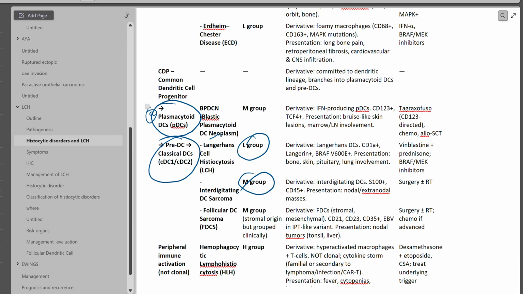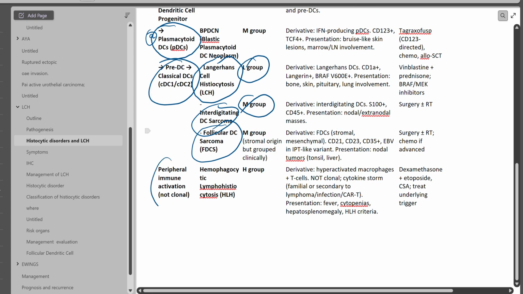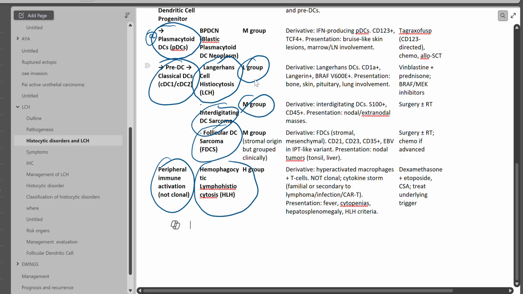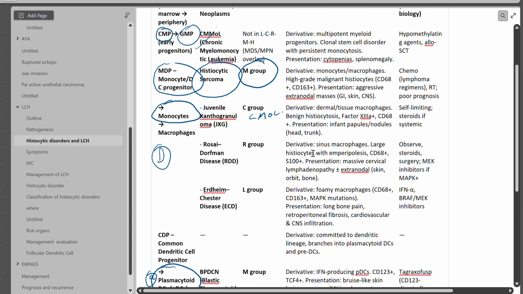Okay, and L group is Langerhans cell histiocytosis. And if it is follicular and interdigitating, they put it in the M group. And if it is peripheral, you know, hemophagocytosis, HLH.